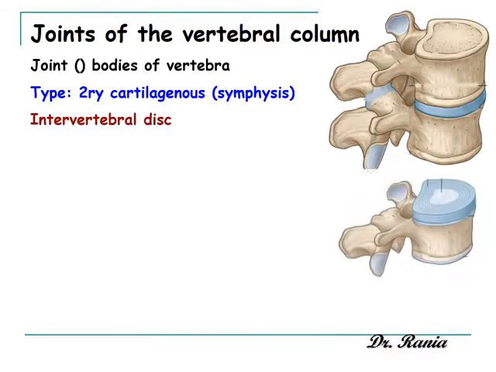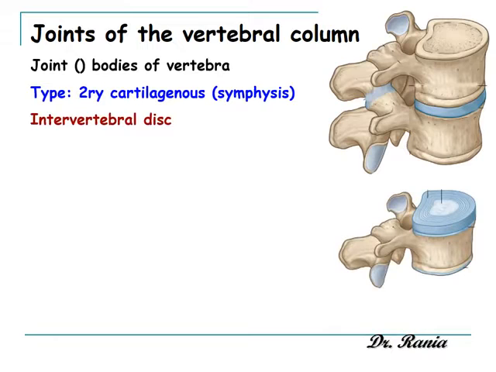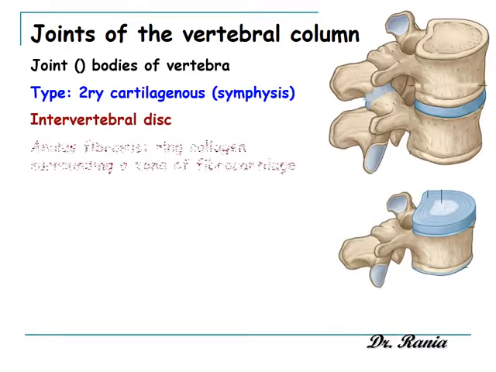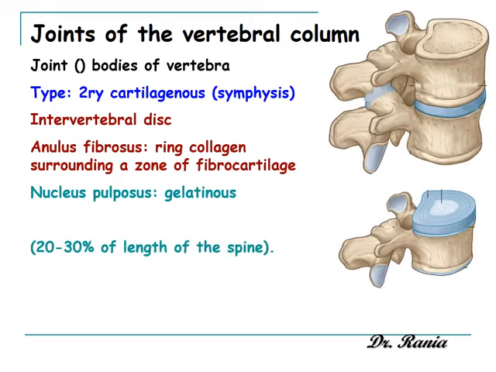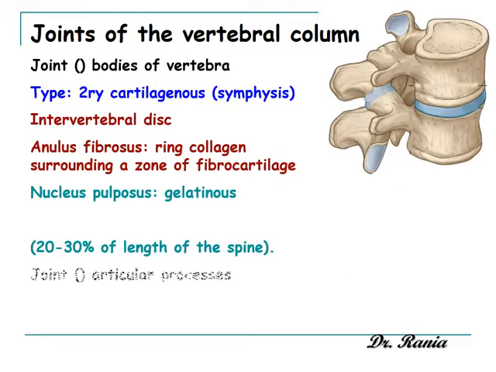This intervertebral disc consists of two parts. The peripheral part is called the annulus fibrosus, which is collagenous rings, and the central part is called the nucleus pulposus. It constitutes about 20 to 30% of the length of the spine. The second joint is between the articular facets or articular processes, the superior one and the inferior one. It is a synovial joint.